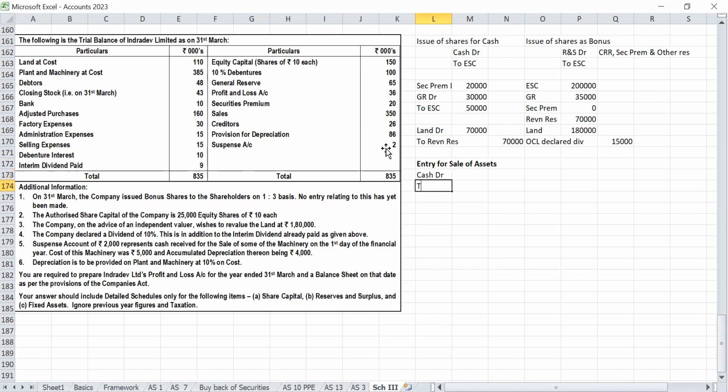Cash account debtor, two assets. Cash value is 2,000 cash received. Assets value is how much? Cost 5,000 minus accumulated depreciation 4,000, so 1,000. For two profit and loss account 1,000. This is the gain on sale.